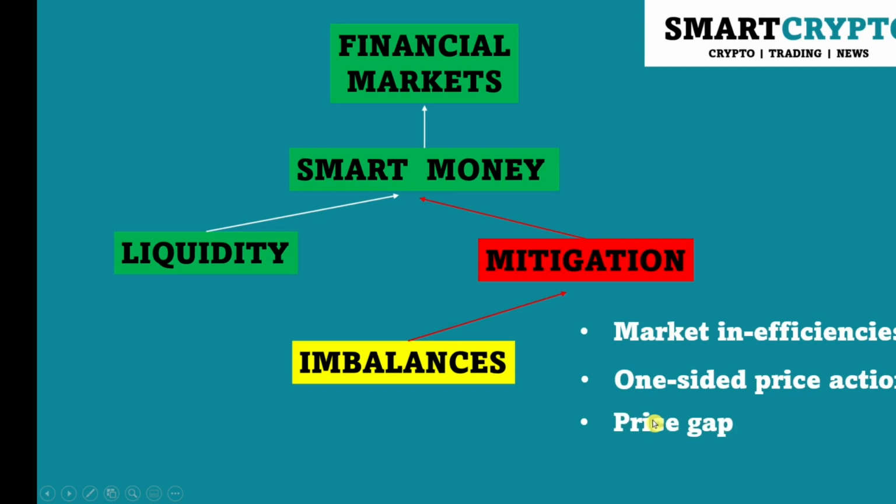A specific case of an extreme imbalance is a price gap. A price gap is an area on the chart where no trading activity at all has taken place. A gap up means that the low of the current candle is higher than the high of the previous candle. A gap down means that the high of the current candle is lower than the low of the previous candle.